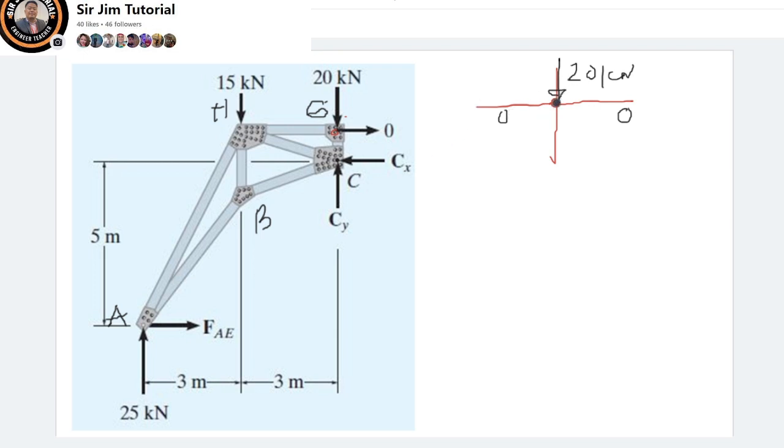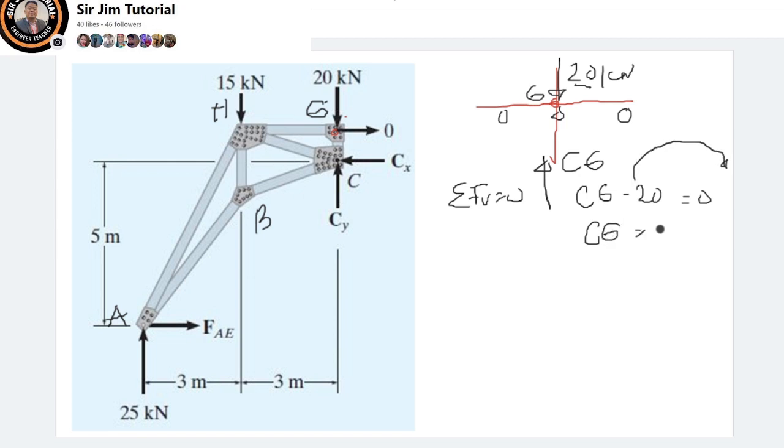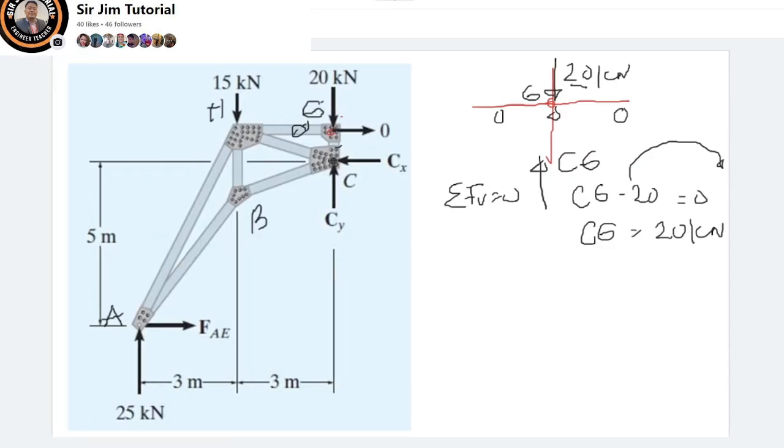If this is going towards this point, we assume that this is also going to that point to make it equilibrium. This is CG. And if we sum up forces vertically equal to 0, going up as positive, CG minus 20 equals 0. Therefore, CG is equal to minus 20, put it on the right side, will become positive 20 kilonewton. Okay, so we already have this CG, this one is 0 already, then we consider point C. How about at point C?